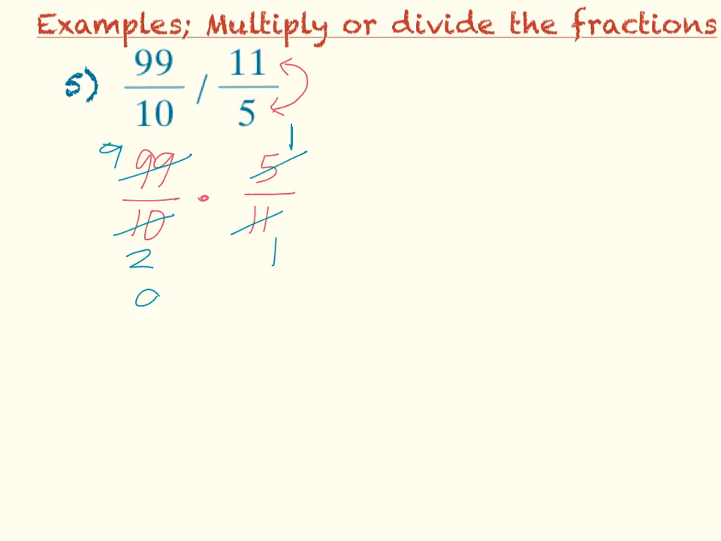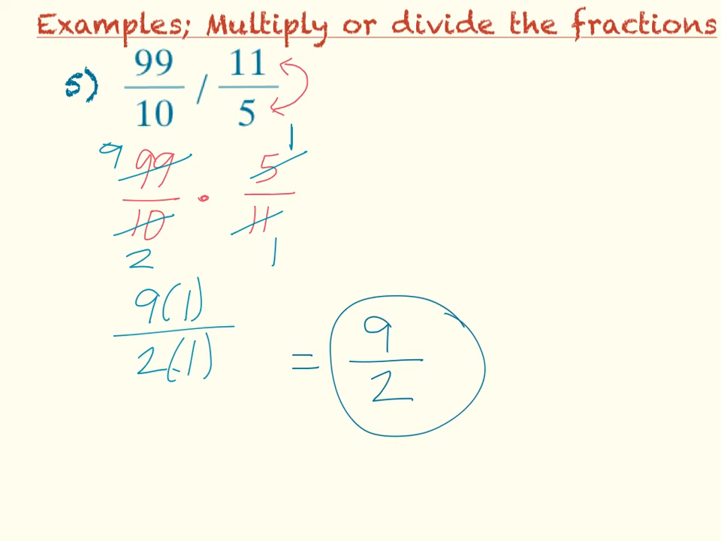So now I have 9 times 1 over 2 times 1, and it's positive because all the numbers are positive, so your final answer is going to be 9 over 2. And you may leave it like that, or you can change it to a mixed number, and that's the final answer.